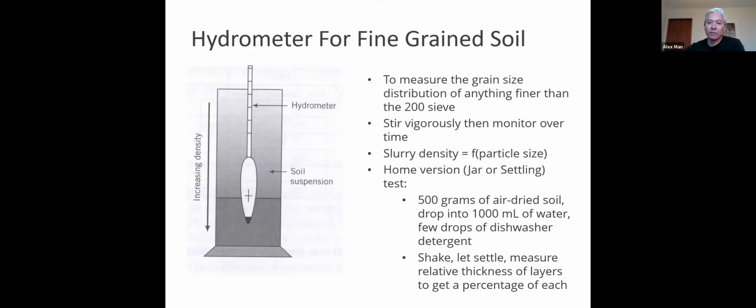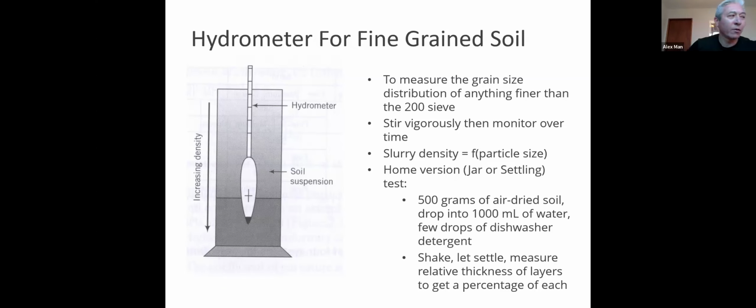The beer and winemakers out there will know what this is. It's called a hydrometer, and this is what we use to measure the grain size distribution of anything smaller than that 200 sieve. It's like a milkshake of mud. You shake it up vigorously into a slurry, you drop your hydrometer in it, and it floats. It's graduated to tell you how much has fallen out of that slurry at a given time, basically from calibration. So you can come up with your same grain size distribution curve.